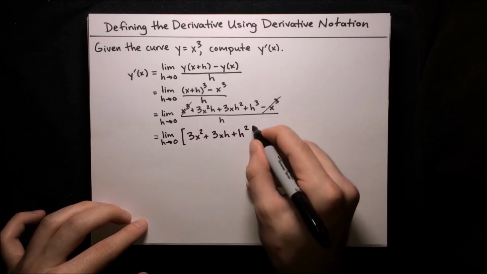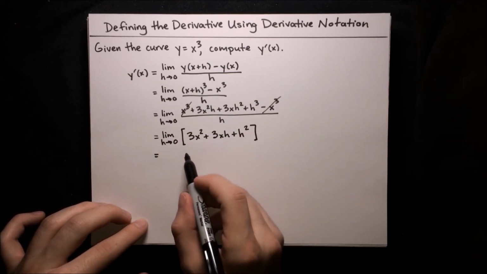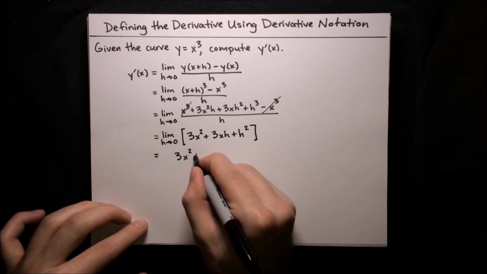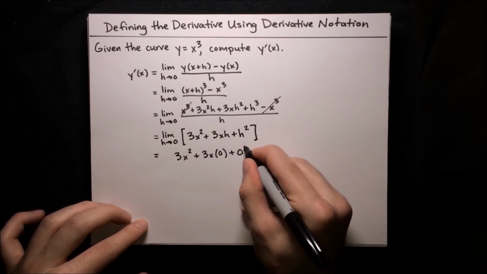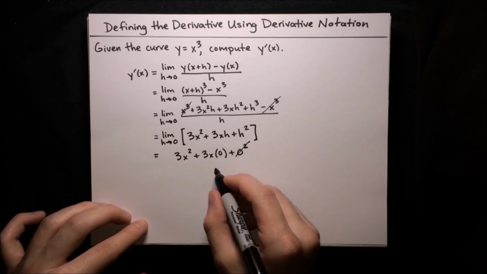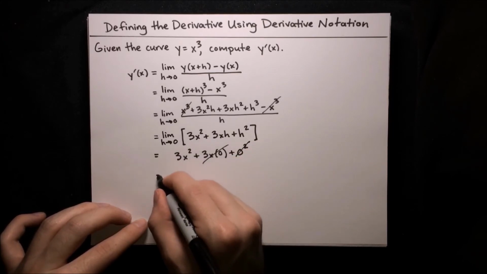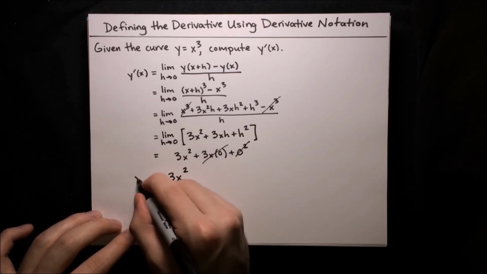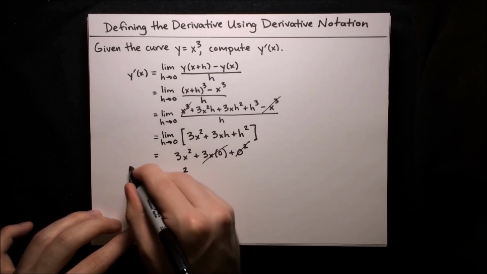And we're taking the limit of that entire expression as h approaches 0, so we can just go ahead and sub in 0 for h here. So 3x squared plus 3x times 0 plus 0 squared. And 0 squared is, of course, 0, so we can forget about it. 3x times 0 is, of course, 0, so we can forget about that. And all that's left is 3x squared. So that is our expression for the derivative. Y prime of x is equal to 3x squared.